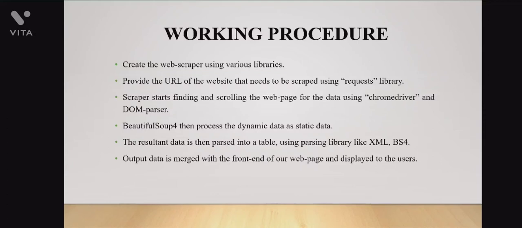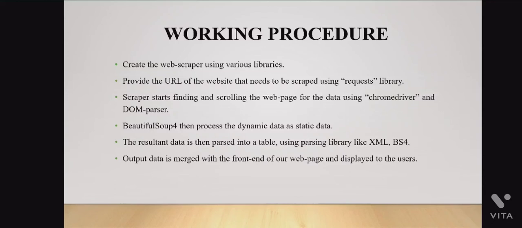After providing the URL, the scraper starts finding and scrolling the web page for the data using Chrome driver. The Chrome driver opens a Chrome tab and fetches the data from the given URL, and that is then processed by the DOM parser. Now, the DOM parser provides the ability to parse XML or HTML source code, which our website's data is usually in the format of, and then the DOM parser processes that data into a string or a DOM document.